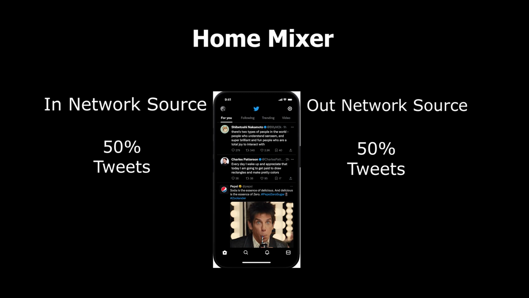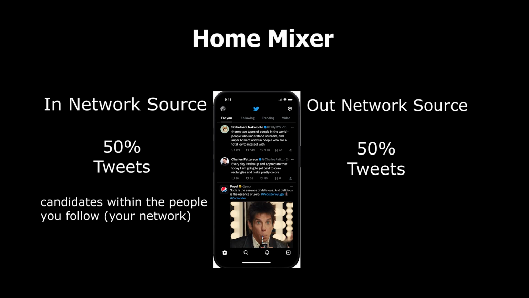An average person follows a large number of people on Twitter. So the responsibility of the in-network source is to source out candidates, which are of course tweets, as I've previously mentioned, the most useful candidates that are relevant to you. When I say candidates, just substitute it for tweets, the most useful tweets amidst all of these people that you follow.